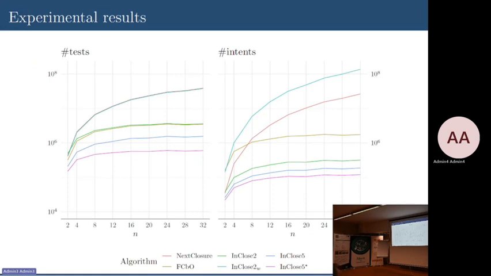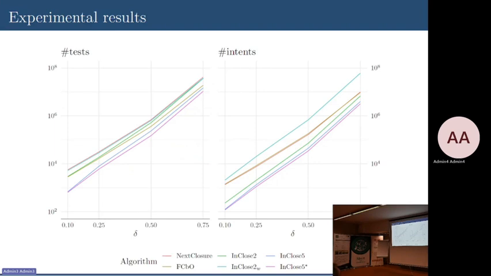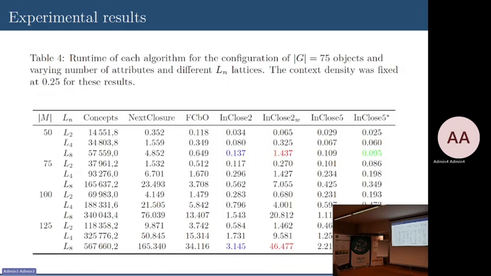As expected, Next Closure is one of the worst algorithms because it computes heavily and does a lot of redundant computation. And here is an analysis on the density of the context. Again, even though it is much more similar in this case, Enclose 5 with a jump is better than the other algorithms, and wrapping is again one of the worst case scenarios.